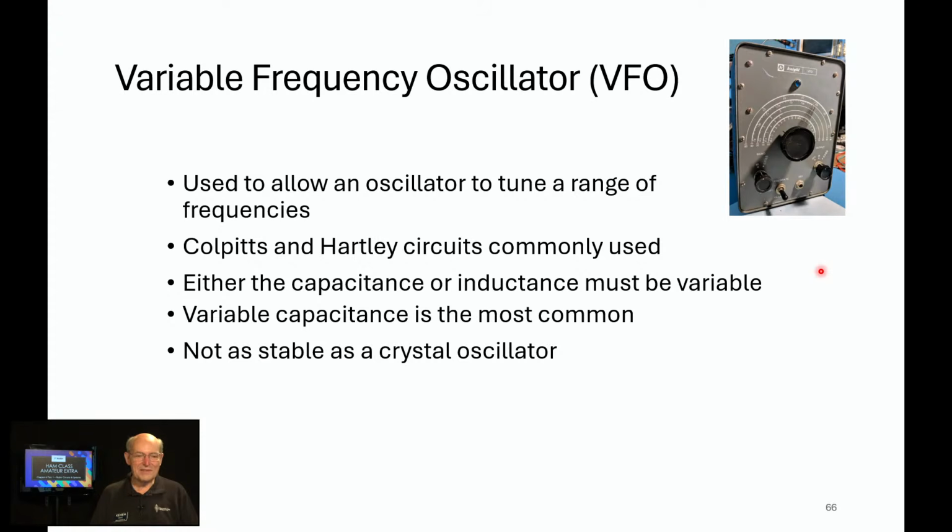Of course, we think that's almost silly today, because any modern transceiver, you've got the big knob on the front, you can go to any frequency that you want. This was a big deal back then. So it used to allow an oscillator to tune a full range, in this case multiple ham bands. They usually used the Colpitts or Hartley circuits, and of course they could drift with temperature, and sometimes microphonics were a problem. So either the capacitance or inductance would have to be variable, depending upon if it was a Colpitts or Hartley circuit. Capacitors were most common, and of course they weren't as stable as crystal oscillators, but when they first came out, hams really loved these things.